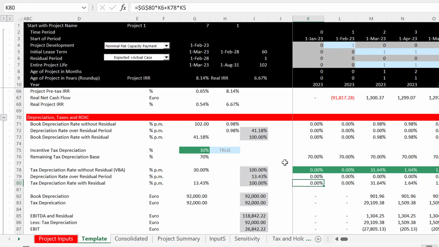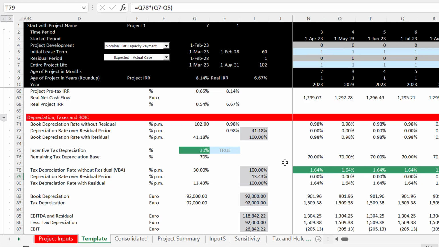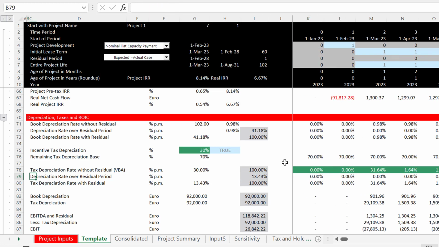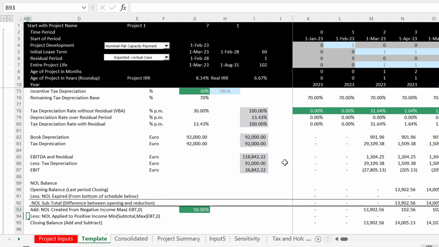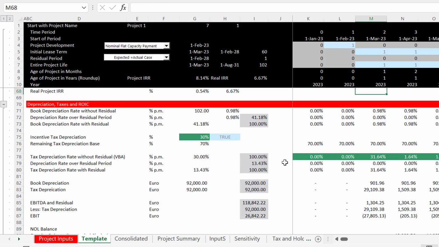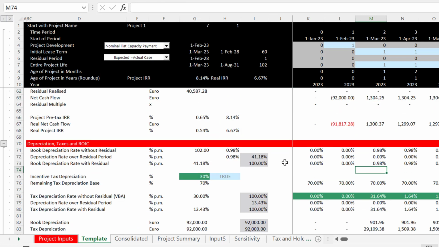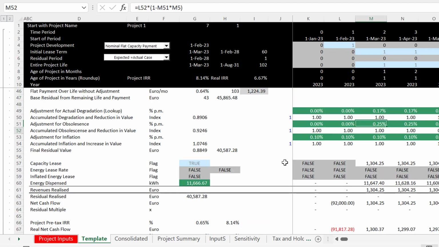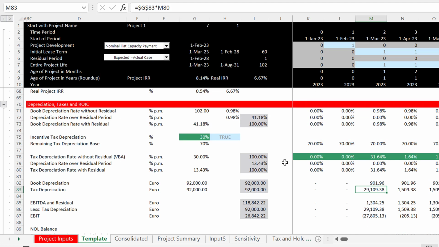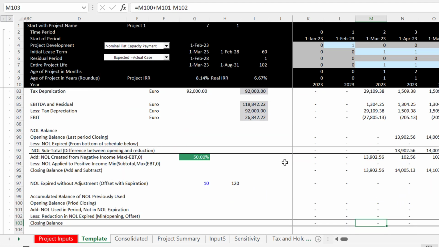And then we get our tax depreciation with a residual. We have a little tiny bit of residual, the same way we did book depreciation. And then we get our book depreciation and our tax depreciation, and we take our EBITDA, which is just our, right now, we computed this in the last video. We got our EBITDA. This is from our lease revenues or whatever, and then we have a net operating loss.